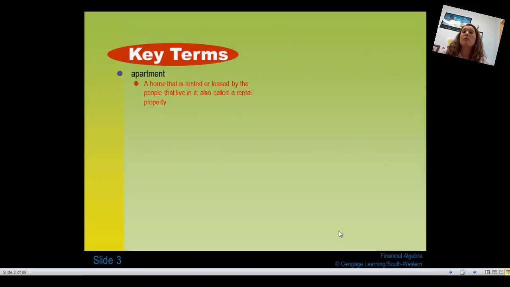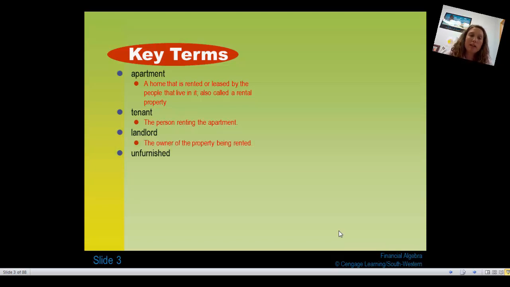This is a home that is rented or leased by the people that live in it, also called a rental property. The tenant, this is the person renting the apartment. The landlord is the person that owns the property, that rents it out. If an apartment is unfurnished, that means that no furniture is provided with the rental, so you have to provide your own couch and chairs and all of that stuff. Furnished means that the landlord's furniture is included in the rental cost, so you don't have to bring anything with you.